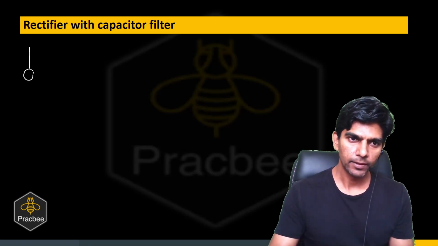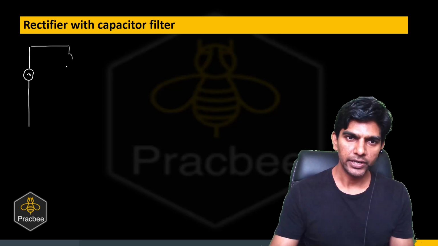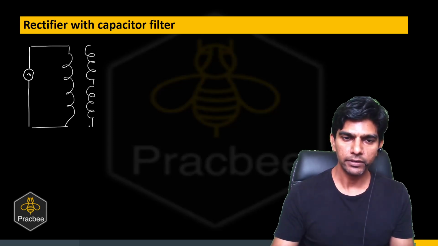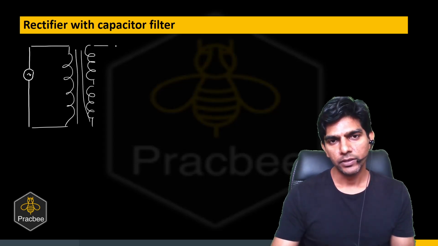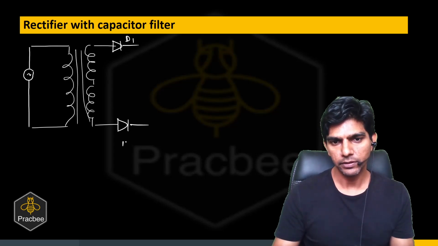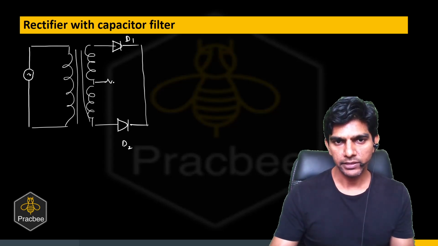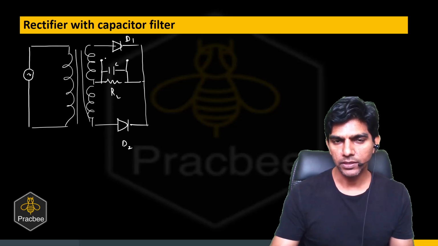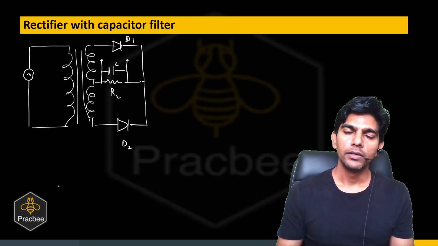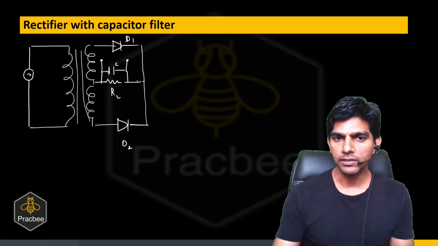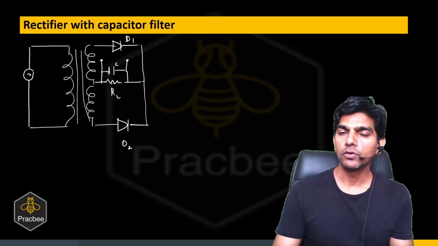There is an AC source, and this is the primary winding, and again we have a center tap transformer, so the secondary is split up into two parts. There are diodes D1 and D2, and the load is connected like this, and we have connected a capacitor in parallel to the load, and we are measuring the output voltage across the capacitor. Now what would happen in this case? As the current flows through the resistor, the capacitor will also get charged.